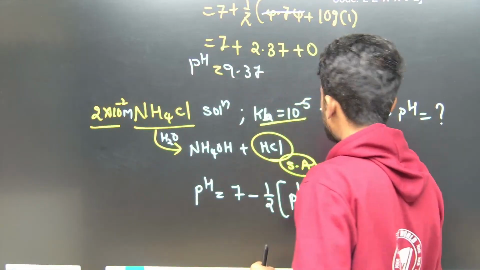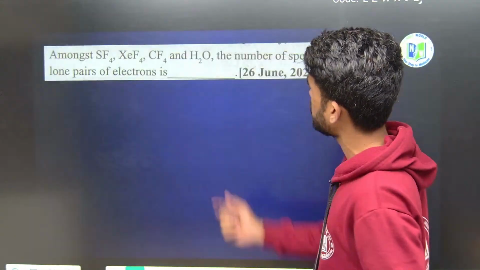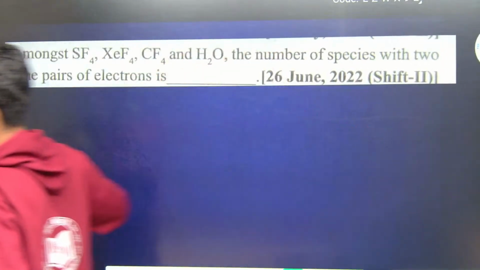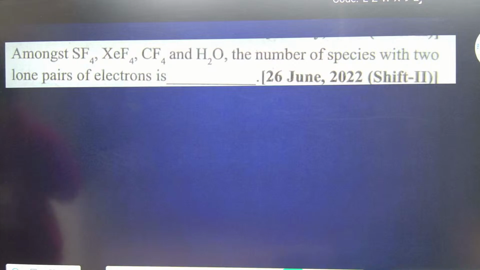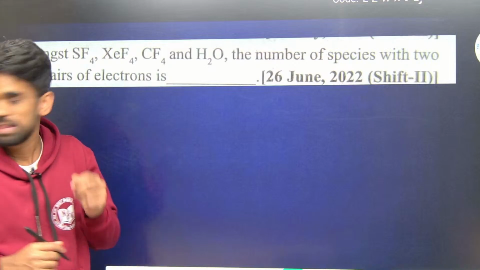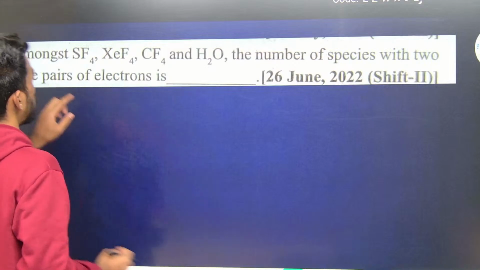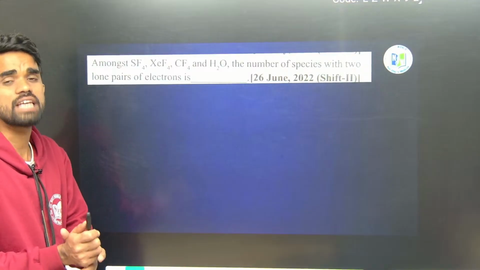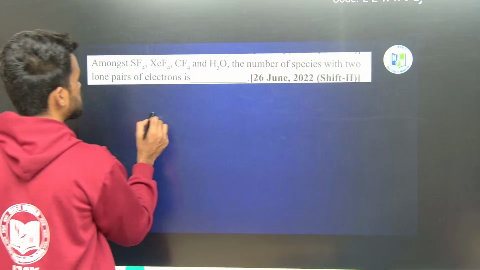Look at here, I have one more question, from chemical bonding. Just tell me what's your answer for this. Among the following compounds, the number of species with 2 lone pairs of electrons. Just find its hybridization and you will get the answer.